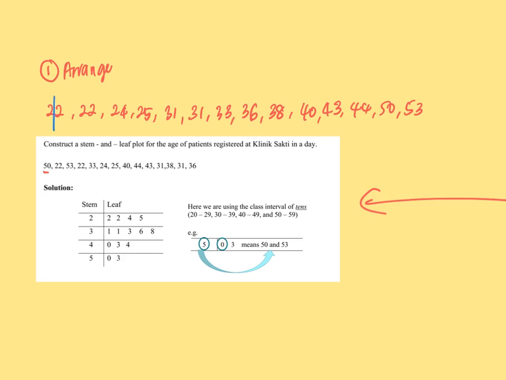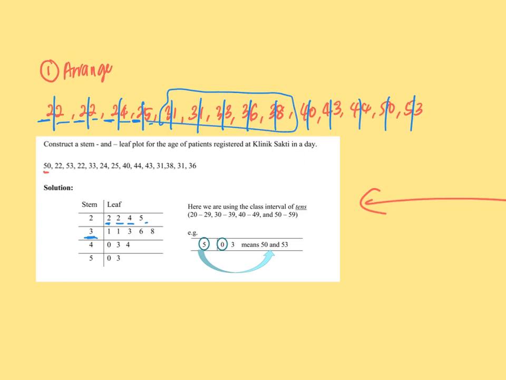So 22, you just divide it. Those who have the same stem, right here we have 2, so we put the numbers here: 2 | 2 2 4 5. The next row is for the stem starting with digit 3, so 3 starts from here up to here. So that's all for stem and leaf.